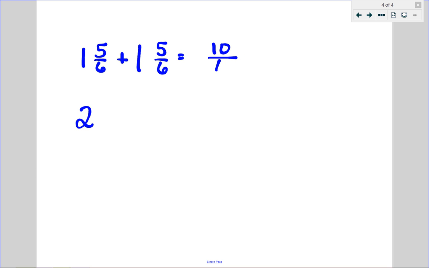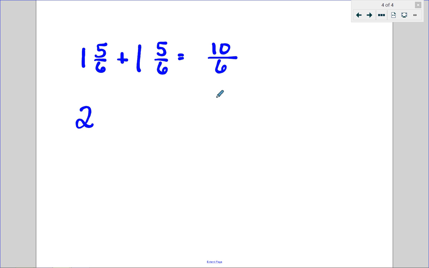So let's say we have, let's do 1 5/6 plus 1 and 5/6. 1 and 5/6 plus 1 and 5/6. So I know 1 and 1 is 2. I know 5 and 5 is 10. 6 stays the same. We don't add them, we just keep it the same. So I have 10/6. So now what I want to do is I want to divide.